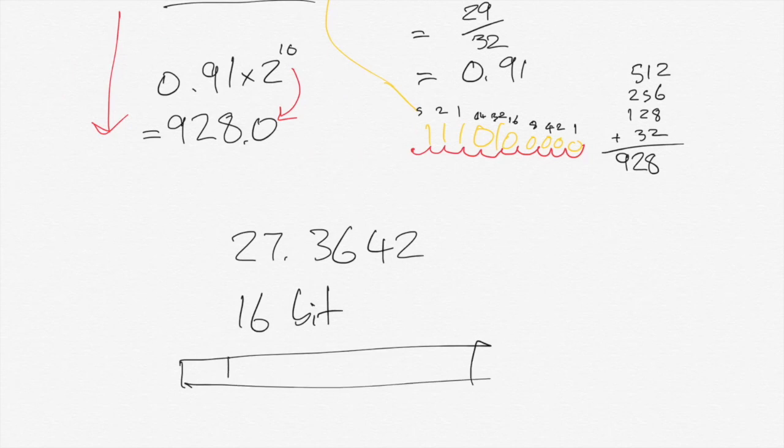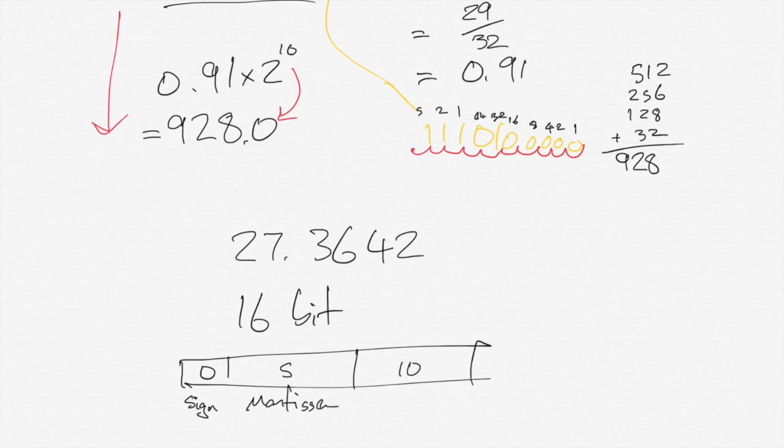Before I end this one, though, let's just talk about the complexities of this system. We've got 1 sign bit, we've got 5 for our mantissa, and we've got 10 for our exponent.